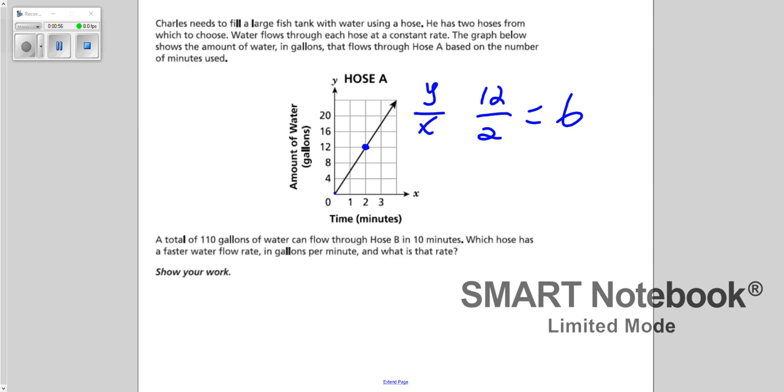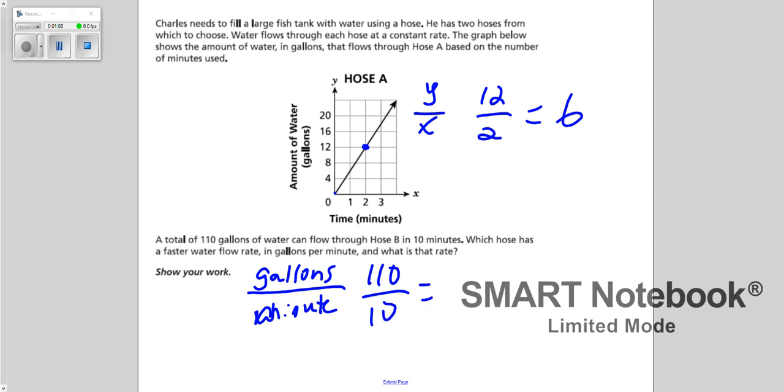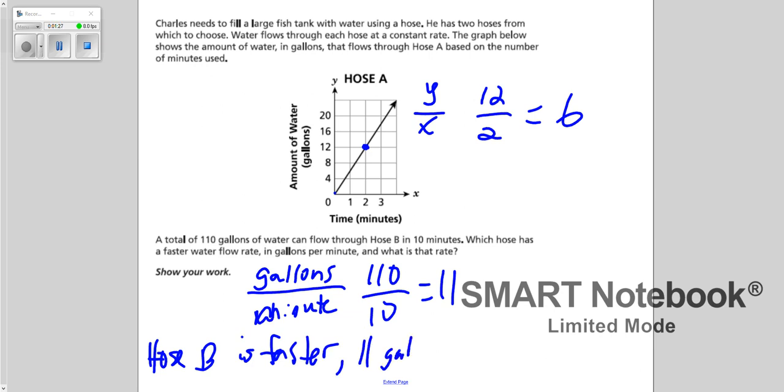Hose B, and they want to know gallons per minute. So whenever you write that as a fraction, the per unit goes in the bottom. So it does 110 gallons in 10 minutes. And if I divide that, that's 11 gallons per minute. So hose B is faster than hose A. Sorry, hose A. Hose B is faster. And you have to include the rate, 11 gallons per minute.